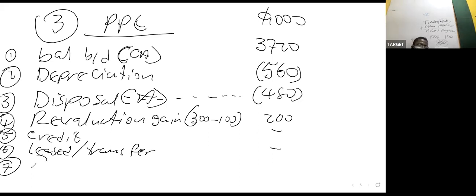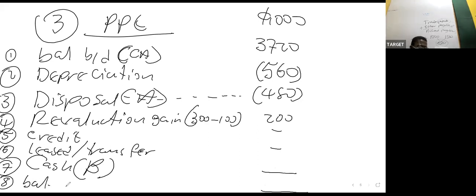Number 7, right here, cash. And it's the balancing figure. Tell the examiner, balancing figure. Leave enough space and underline this. And right there, the closing balance, number 8. Balance carry down. Go and pick it from the question, from the balance sheet. Again, pick the carrying amount.